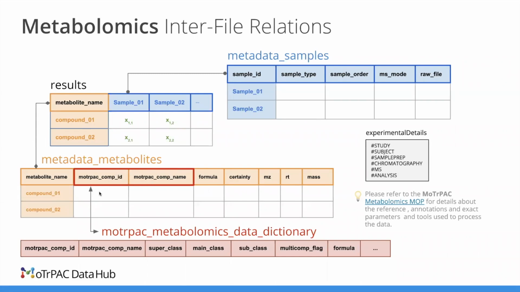And these are linkable to our MoTrPAC metabolomics data dictionary. So if, for example, you're interested in a specific metabolite and you want to compare its replicability across the different assays, you can use these columns and the data dictionary to map this metabolite and obtain its results from the different data tables.